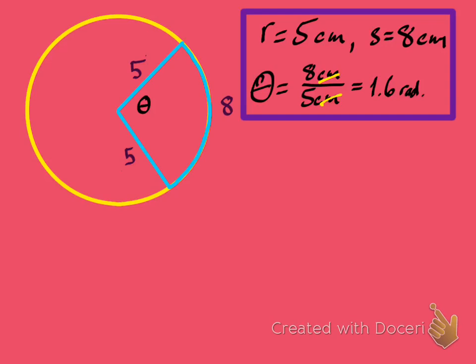That 8 centimeters divided by 5 centimeters means no more centimeters. It's just that ratio, 1.6. We're calling it 1.6 radians, but it's really just that ratio, all right? So this angle here is equal to the arc length divided by the radius. That's our calculation for radian measure, all right?